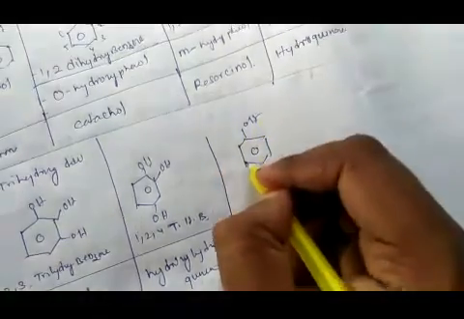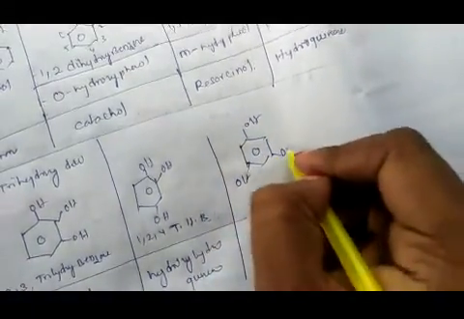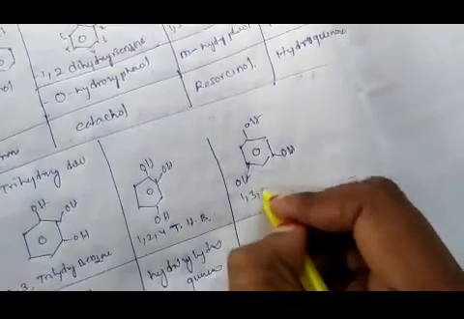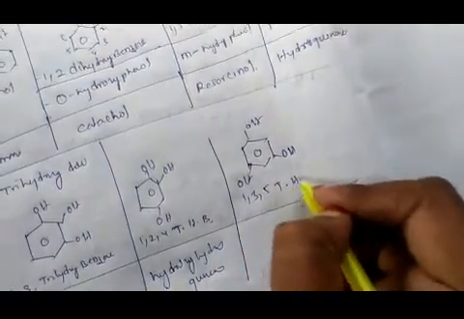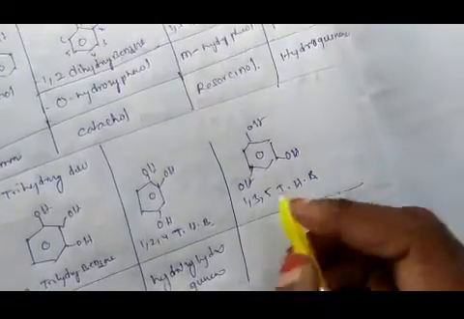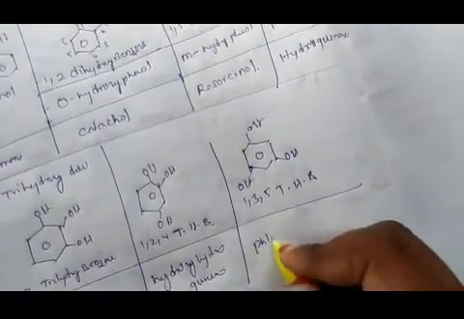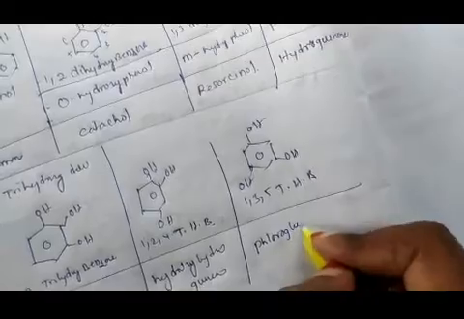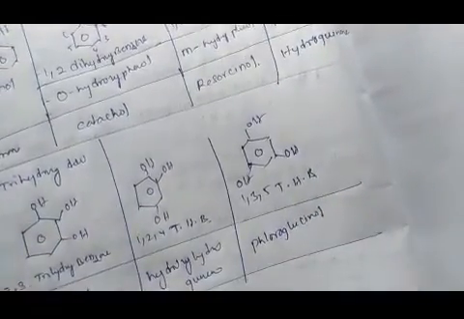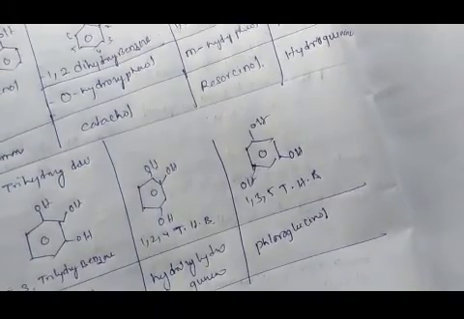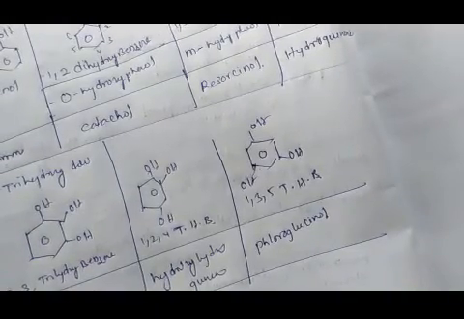Another isomer is OH here. It is called 1,3,5-trihydroxybenzene. Don't write like this; you have to write the full form. This is called phloroglucinol. It is a dye used in the pharmacognosy lab in the next semester. These are the various dihydroxy and trihydroxy derivatives of phenol.